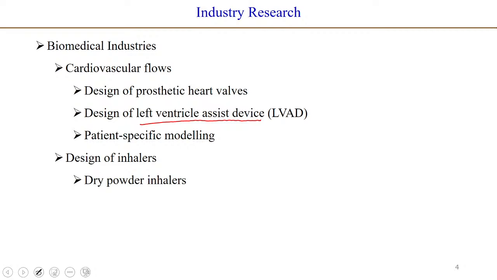So these are some of the examples that I have given from process and biomedical industries. You can post questions if you have further questions.